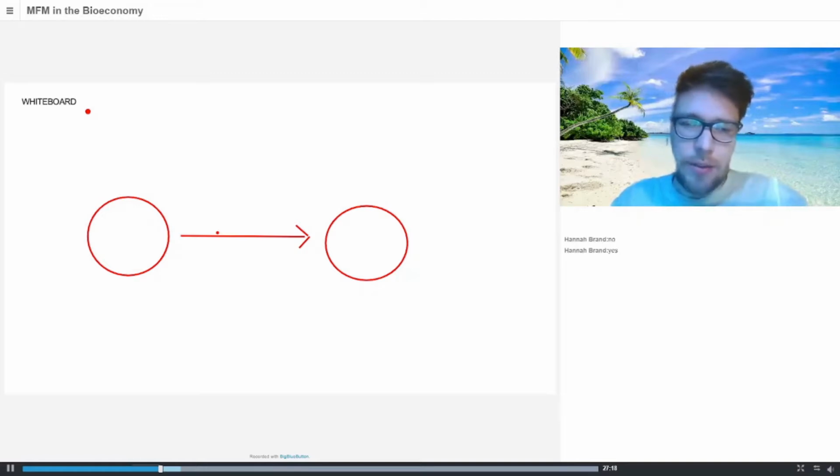So I see 2 circles. Maybe we need a third one somewhere. And maybe you should also put, yeah, exactly.